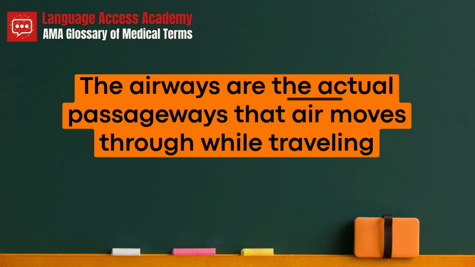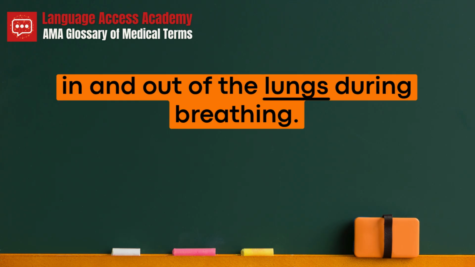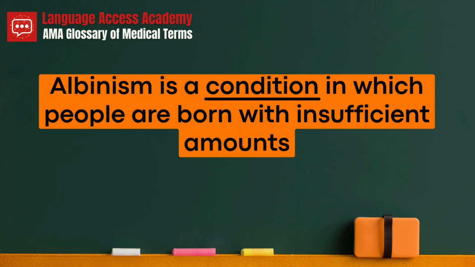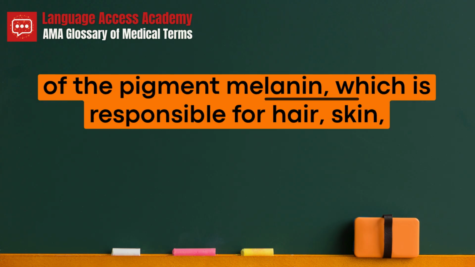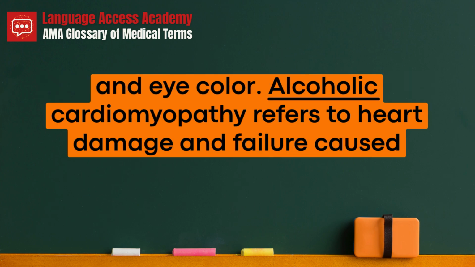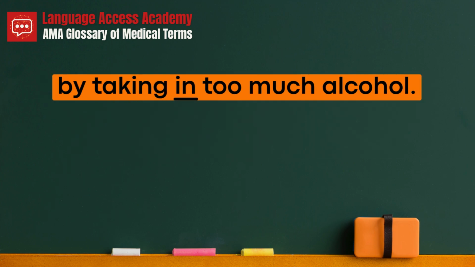The airways are the actual passageways that air moves through while traveling in and out of the lungs during breathing. Albinism is a condition in which people are born with insufficient amounts of the pigment melanin, which is responsible for hair, skin, and eye color. Alcoholic cardiomyopathy refers to heart damage and failure caused by taking in too much alcohol.